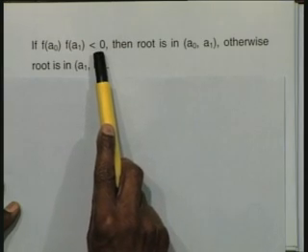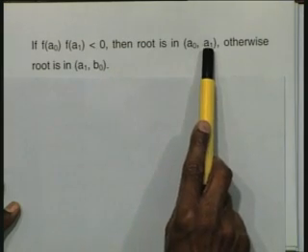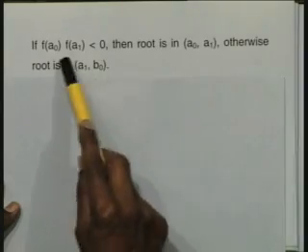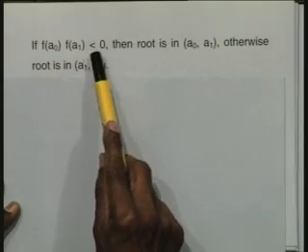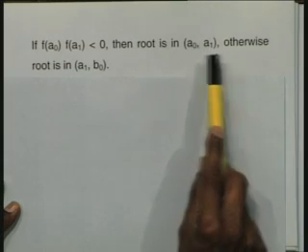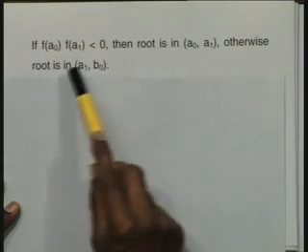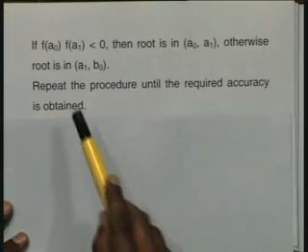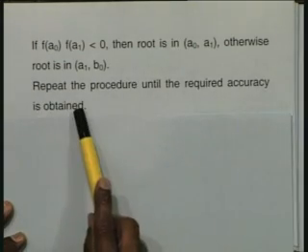Therefore what I can do now is test if f of a0 times f of a1 is less than 0. If it is so, then the root lies in this one, otherwise it is in the other. We do not have to test the other one because there are only two intervals. If the root does not lie in one, it lies in the other, so I will test only the first one. If the root lies here, then the root is in the interval a0 a1, otherwise the root is in the other interval a1 b0. Now we shall repeat this procedure until the required accuracy is obtained.